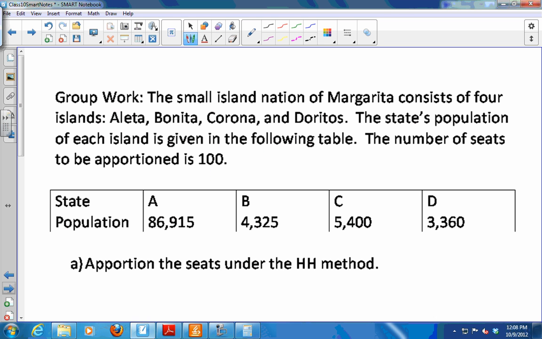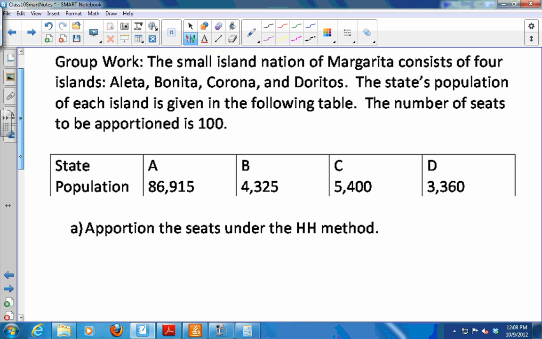Okay, so there's a little bit of time left. I think that you should try apportioning with Huntington Hill in your groups.